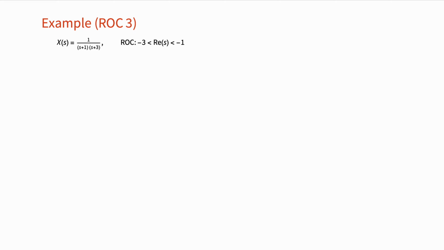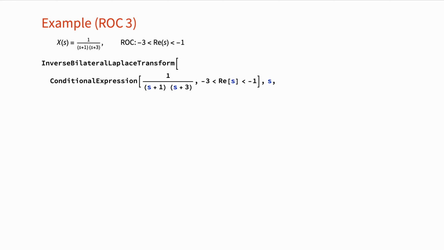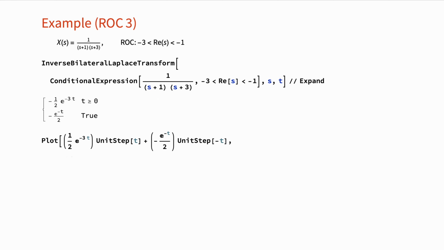The final and third case for the ROC is where we have the vertical strip, when the region of convergence is where the real part of s is between -3 and -1. Using the Wolfram language, we can find the signal x(t), and plotting the signal shows the two-sided x(t). On the right side, we have a decaying exponential that goes to 0. On the left side, when t goes to -infinity, the signal is unbounded.